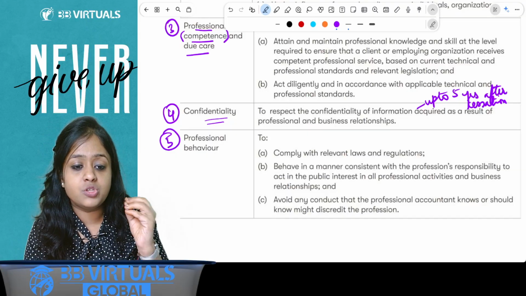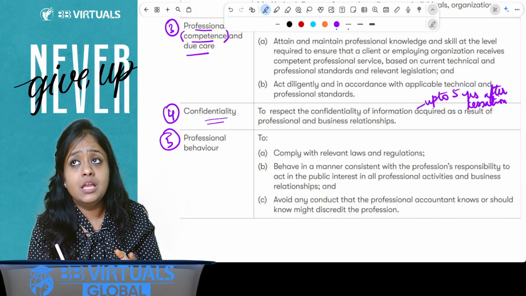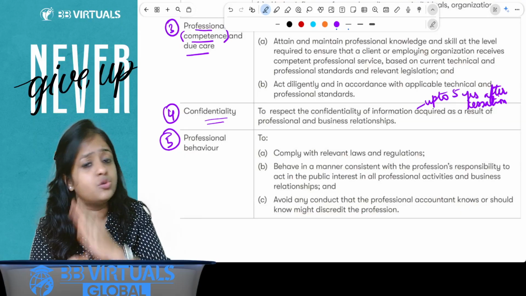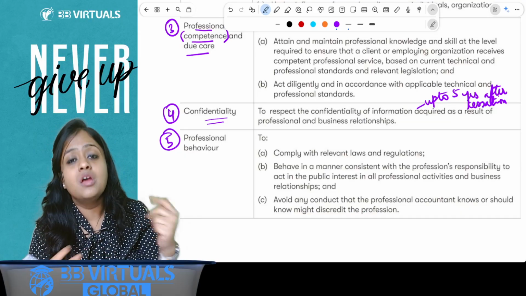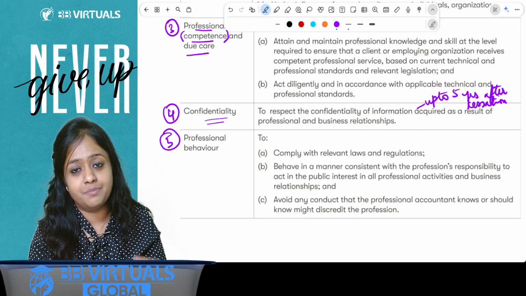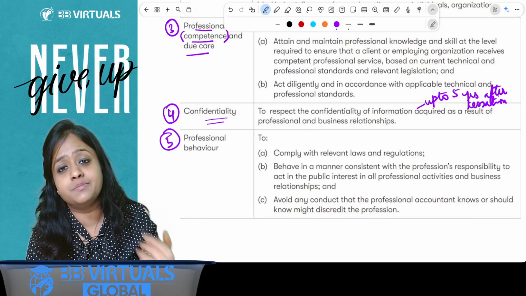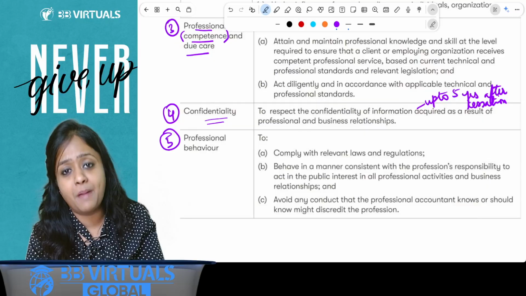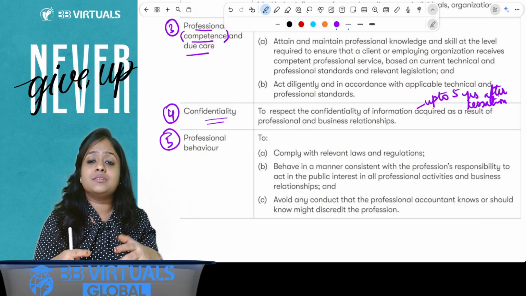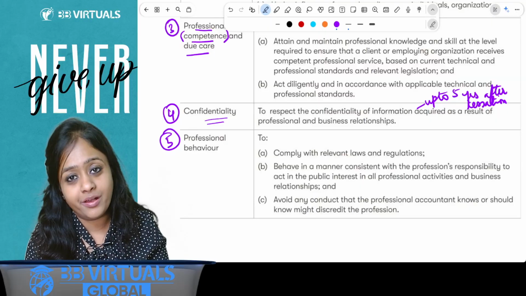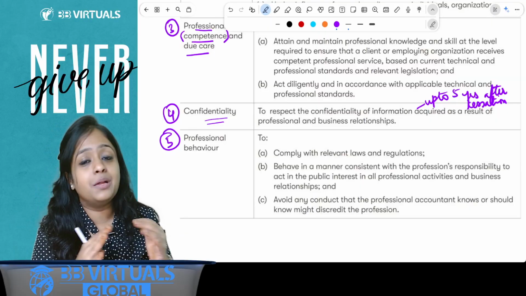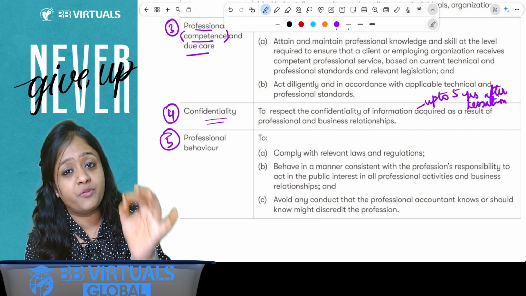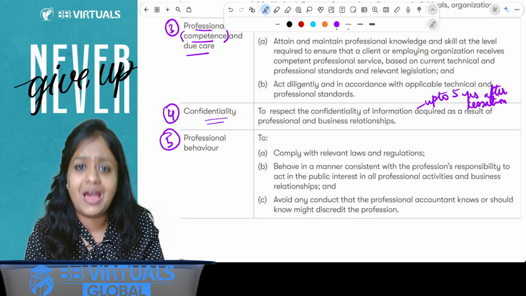It also talks about the fact that you should not bring disgrace to the profession, so you should act in a way that does not bring any disgrace to the profession. For example, we had various scandals, right? Be it the Enron scandal, the Satyam scandal, the Toshiba scandal that took place in the past. In all these cases, the professional accountants were involved. So, some way or the other, they brought some disgrace to the profession. That means they did not act with the best professional behavior that they should have.